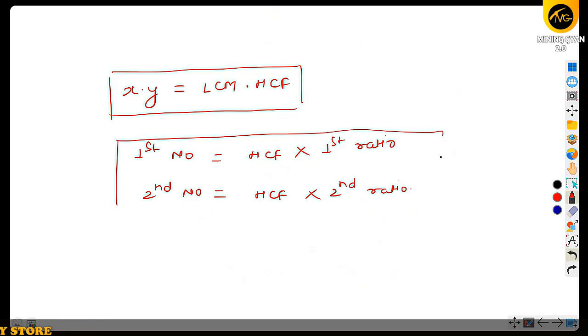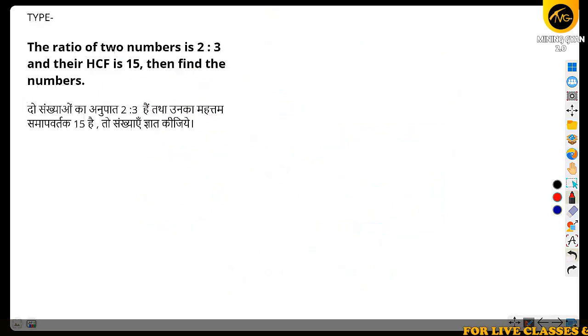Now, how to apply this logic in this question? Okay, x into y is equal to LCM into HCF. This is the basic formula. Now, what is the question? The ratio of two numbers is 2, this is the first ratio number, and the second one is 3. And their HCF is 15. Then find out the numbers.